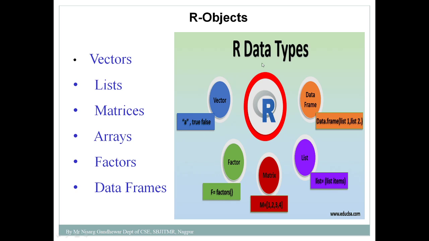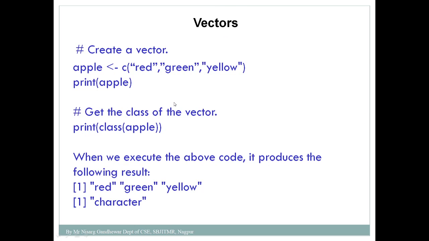But if we see, generally we consider integer, number, character as the data types. But in case of R, these objects are also treated as data types. So one by one we will discuss all these R data objects. The very first data object is vector.